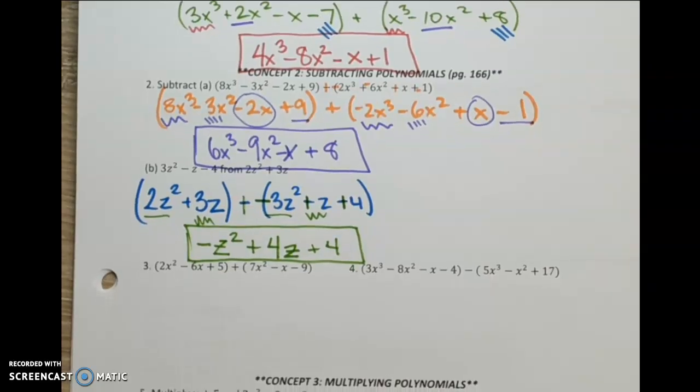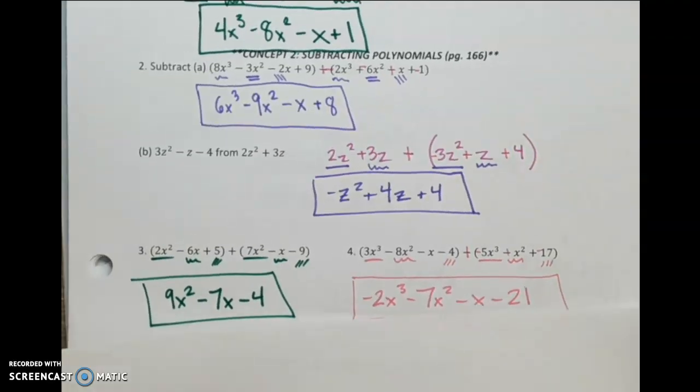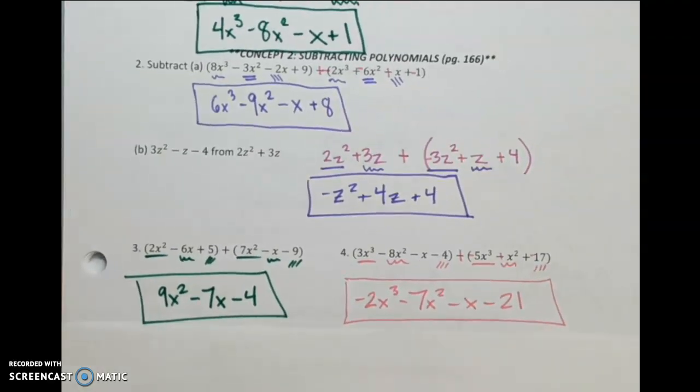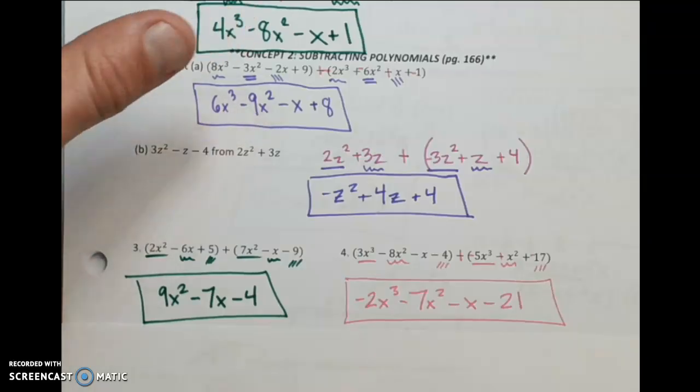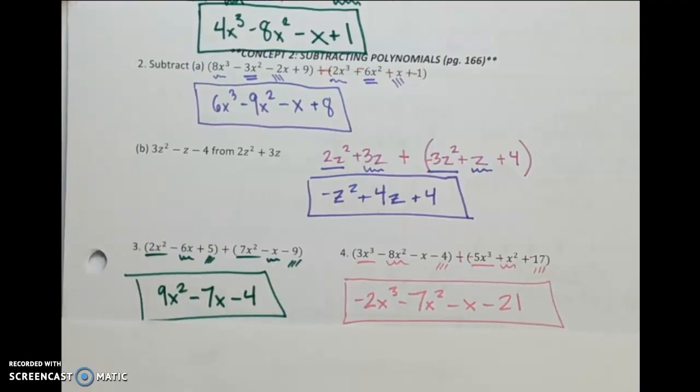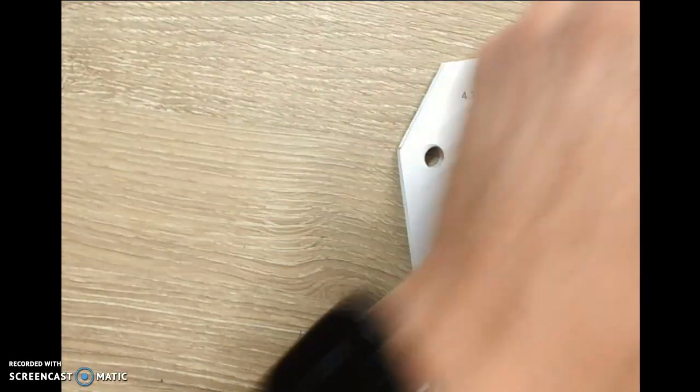If you could, go ahead and give number 3 and 4 a quick try. Pause it now. I'm going to go ahead and show the answers here. Okay, here we go. 3 and 4 right there. 3, 9x squared minus 7x minus 4. Number 4, negative 2x cubed minus 7x squared minus x minus 21. Pause if you need more time. I'm going to keep on going.